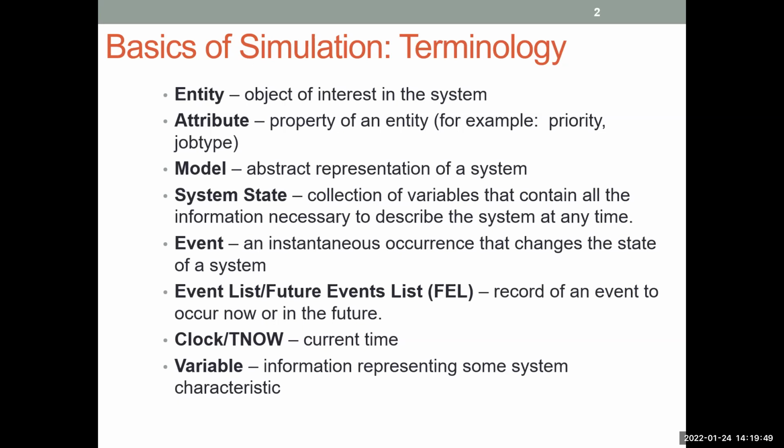If an entity is arriving into the system, you can increase that. If an entity is leaving, you can decrease that variable by 1. And you know this work in process is going to be changing throughout the day given the number of arrivals and the number of departures that are happening. So that's an example of a variable. Okay, and those are some of the most important terminology. Any questions about this?